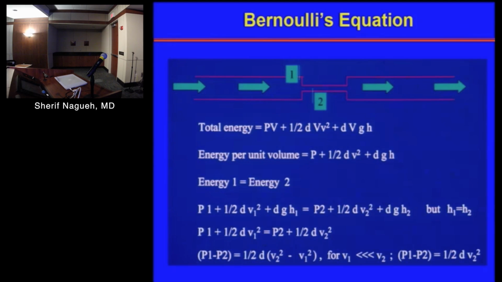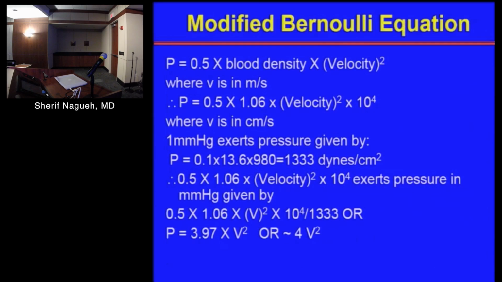For example, a V2 of 3 meters per second and a V1 of 0.8 meters per second. You can ignore V1 here. And that's the expression. Then we all are familiar with the modified Bernoulli. Those who have been in the lab have heard this before. Sonographers know this quickly, that it is 4V squared.